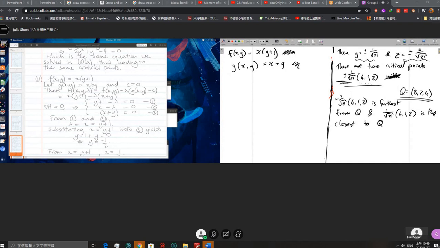Lagrange multipliers are actually kind of cool. I'd forgotten about them. I haven't studied them since I was in second year, which is a very long time ago. No, I'm not that old.